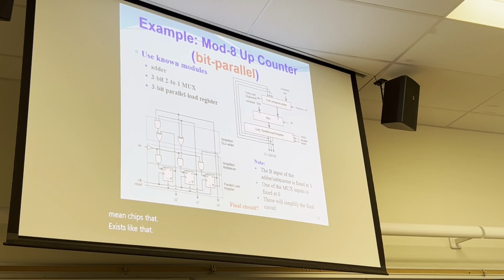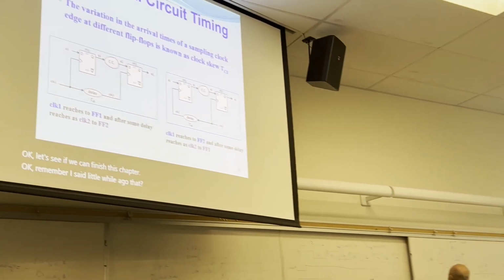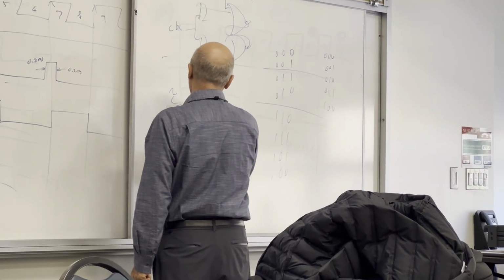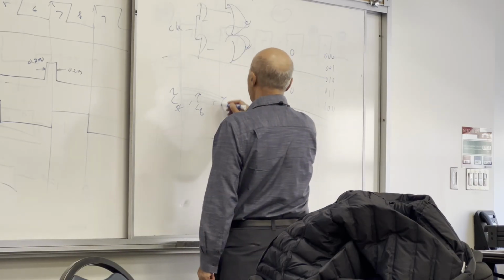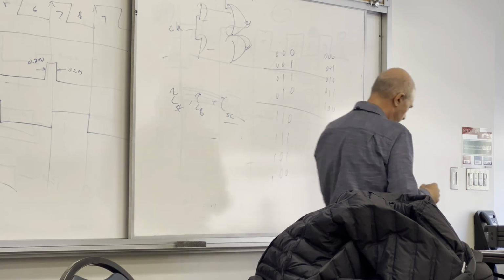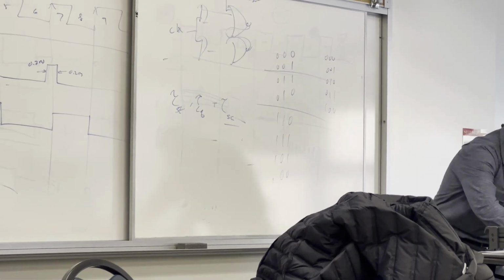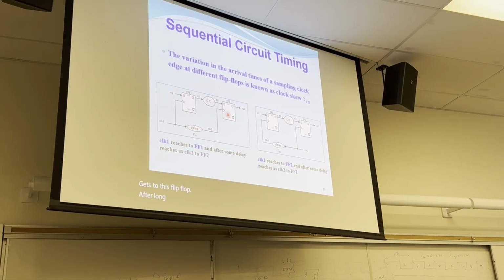Okay, let's see if we can finish this chapter. Okay, remember I said a little while ago that the period has clock setup time, clock to Q. And we're going to have another, clock skew. There's another parameter that we need to add. So if you look at here, this clock gets to this flip-flop after a long delay, wire delay gets into this one. So it is possible that this clock will click.